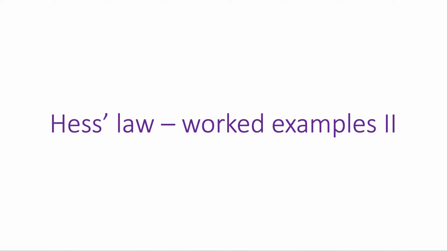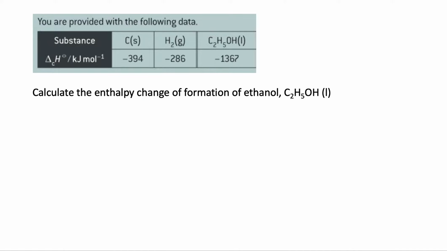Right, we're now going to have a look at another Hess's law question. This one differs from the previous one because previously the data we were given was the standard enthalpy change of formations. We're now going to be given the standard enthalpy change of combustion. So the data here that's given to us is the standard enthalpy change of combustion for these elements and compounds. Okay, the question is asking us to calculate the enthalpy change of formation of ethanol, which is C2H5OH.